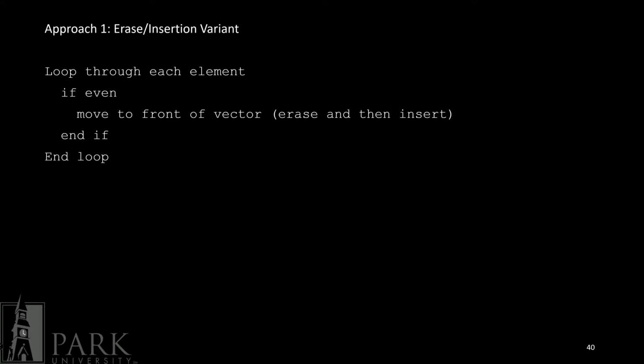So let's look at the 3 different approaches, or 3 different algorithms, for solving this problem and compare their efficiency in terms of execution time and memory usage. The first approach could be to use a variation of the selection sort. We loop through each element, move an element to the front of the vector if it's even, otherwise do nothing, like this.